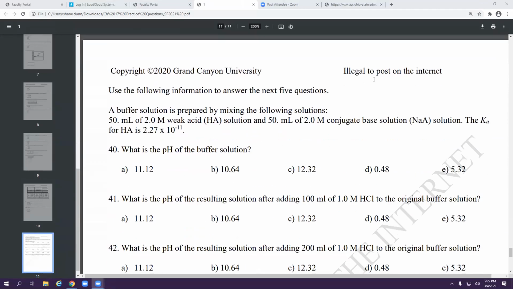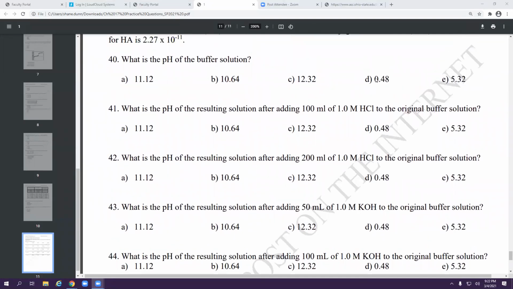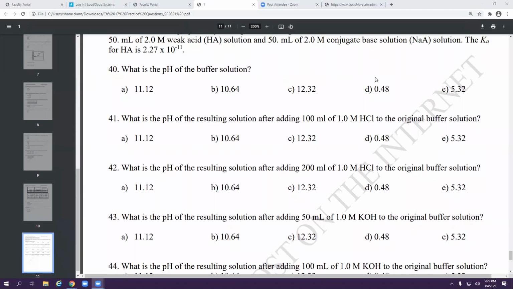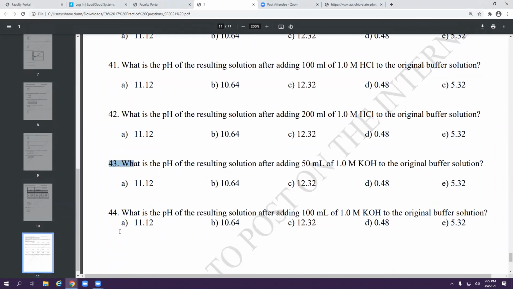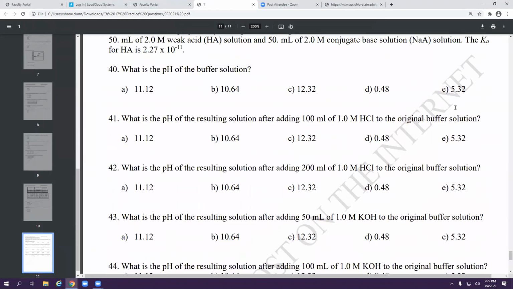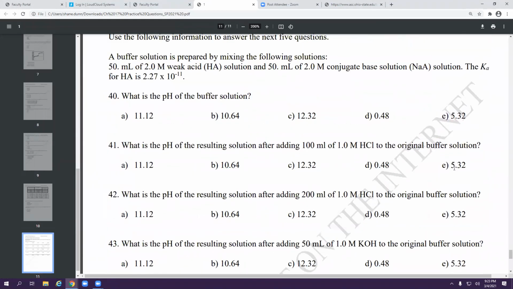Okay. If you guys can muster up these last 4 problems, these are the most important problems of the entire unit. Because I can guarantee this will be your test is like. You'll see why. So first thing you should notice, 40, 41, 42, 43, and 44 all have the same answers. Right? So we're going to do things to this buffer solution, and it's going to change the pH.